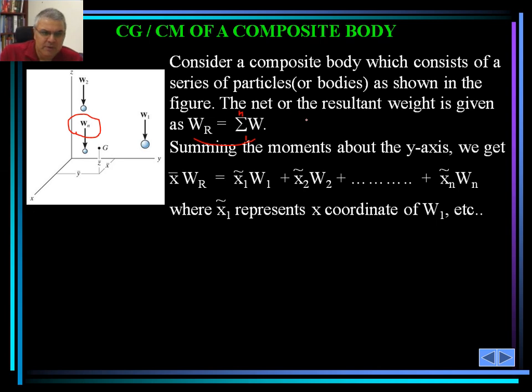So we're going to calculate the moments about the y-axis. In order for us to calculate the moment about the y-axis, we can actually calculate the moment of each individual body or a particle or component, whichever you want to call it, and then we can sum them up together. We can find a summation of that, and that would be the moment of the entire body about the y-axis.